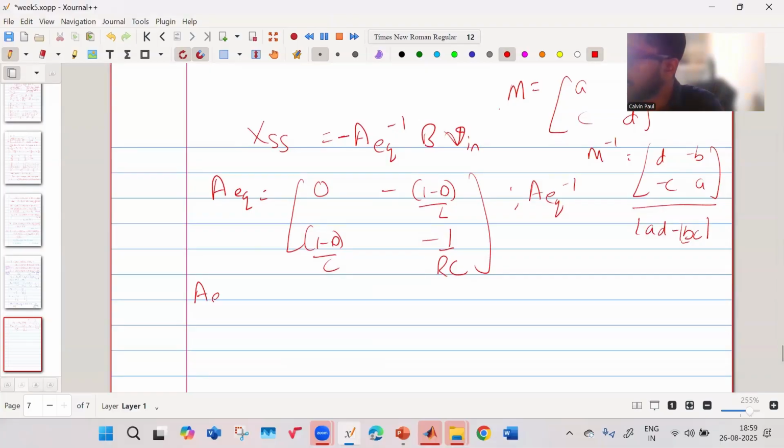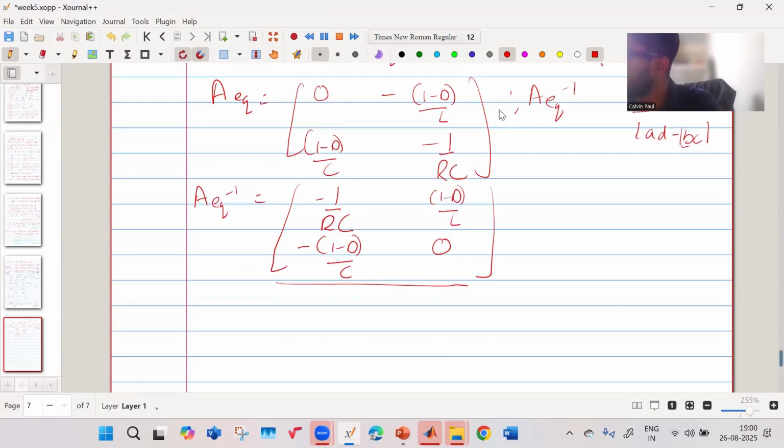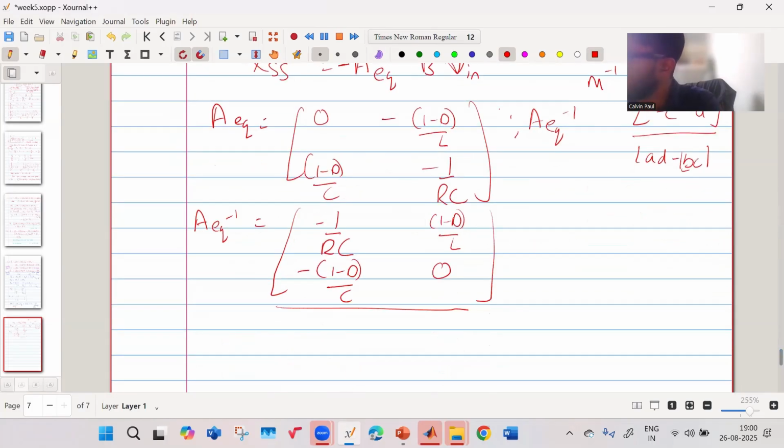So for our A equivalent inverse, we interchange the diagonal elements, so it becomes minus 1 upon RC. Here A is 0. Minus B becomes 1 minus D by L, and this becomes minus 1 minus D by C. But this is not done; you have to multiply further. So AD is 0, minus B into C, 1 minus D into minus, so it becomes 1 minus D square upon LC.